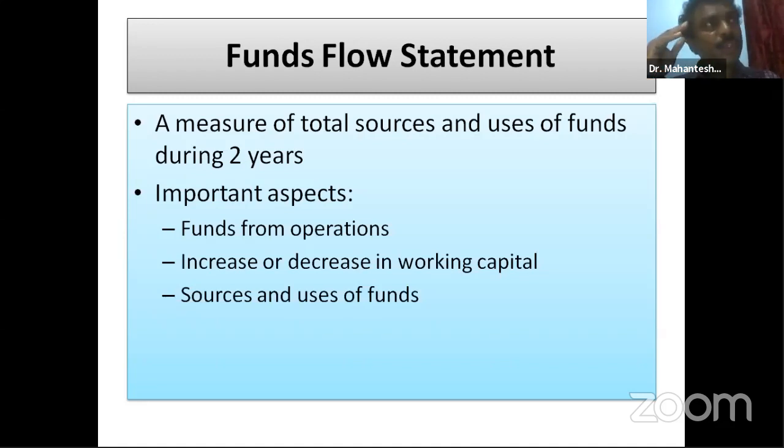net profit shown by the profit and loss account of a company. In a profit and loss account, net profit is depicted.